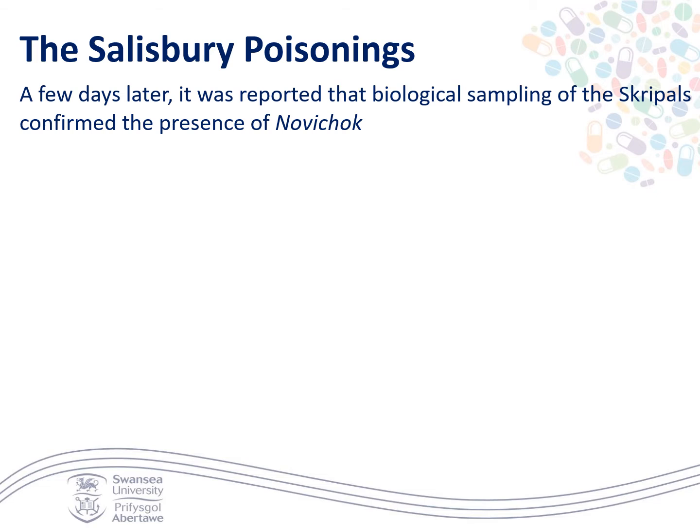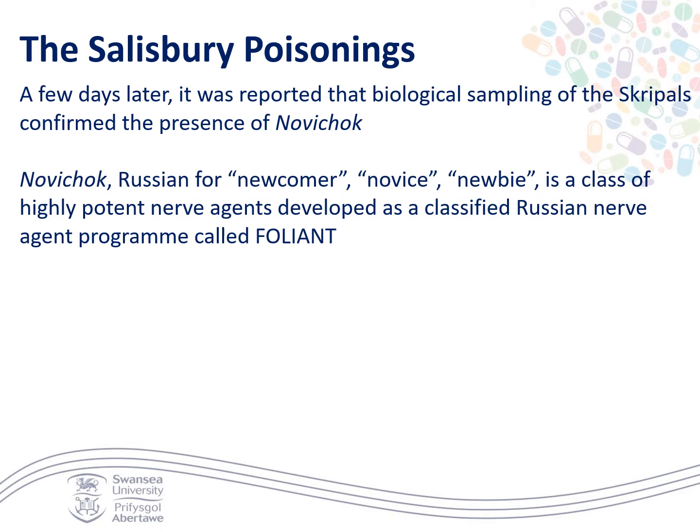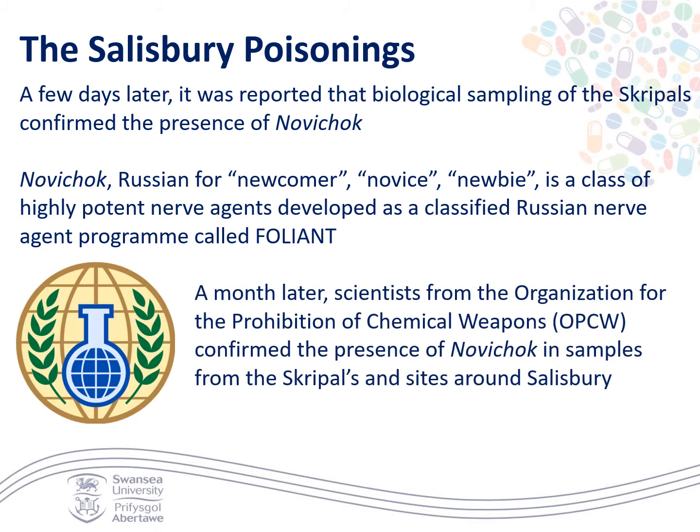A few days after this, it was reported that biological samples from the Skripals confirmed the presence of a compound or a family of compounds known as Novichok. Now, Novichok, which is Russian for newcomer, novice, or newbie, is a class of very potent nerve agents, and these were developed by the Russian nerve agent program called Foliant. It then took up to a month before scientists at the Organisation for the Prohibition of Chemical Weapons, or OPCW, confirmed independently the presence of Novichok in samples from the Skripals and sites across Salisbury.